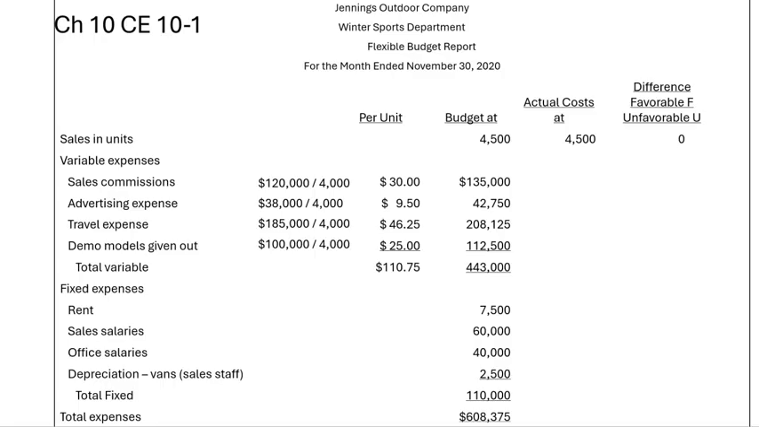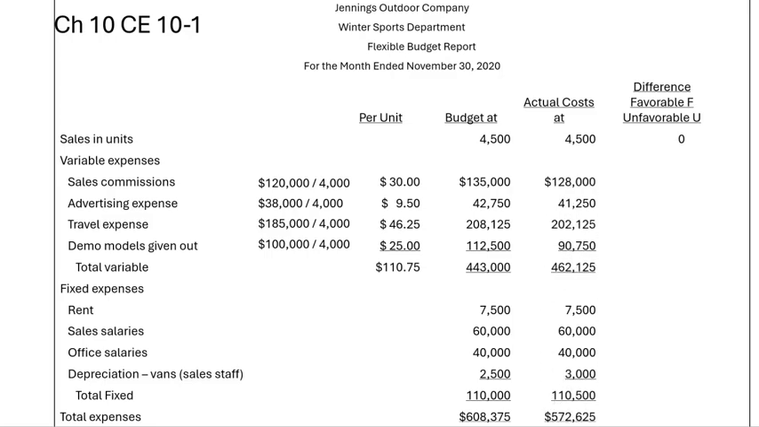So we see our total expenses are $608,375. Then for the actuals, we're going to have the same actuals we saw in the other budget report. The total $572,625. And then we can compare each line to see which items were favorable or unfavorable.